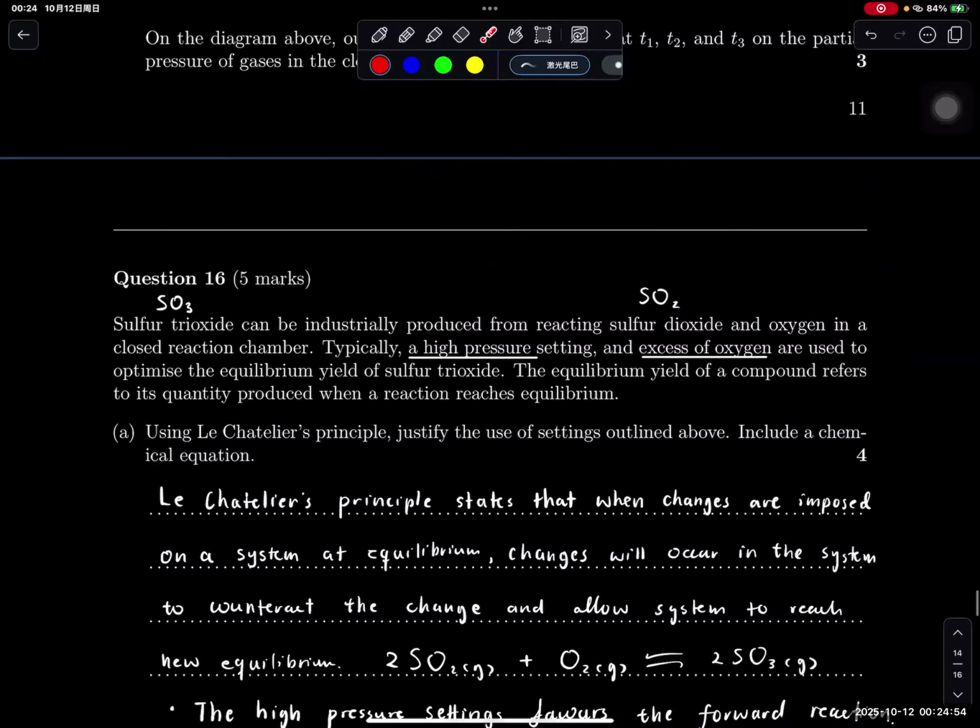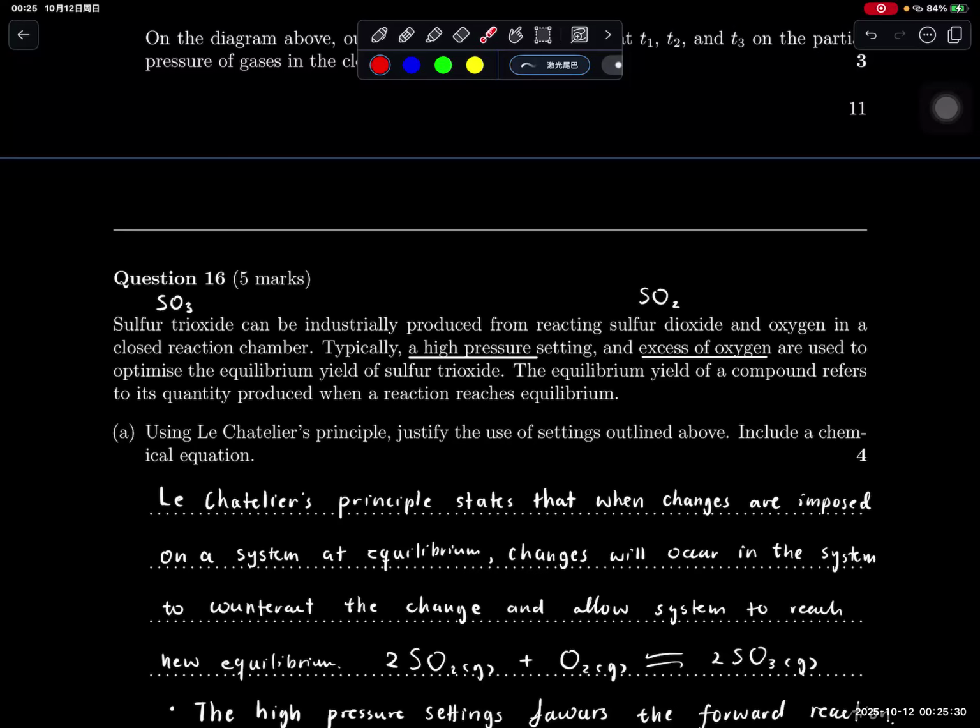Question 16. Sulfur trioxide can be industrially produced from reacting sulfur dioxide and oxygen in a closed system. Typically, a high pressure setting and excess oxygen are used to optimize the equilibrium yield and rate of the sulfur trioxide. This process, if you don't know it, is called the contact process. We'll learn more about this in module 8. The equilibrium yield of a compound just means how much you produce, right?